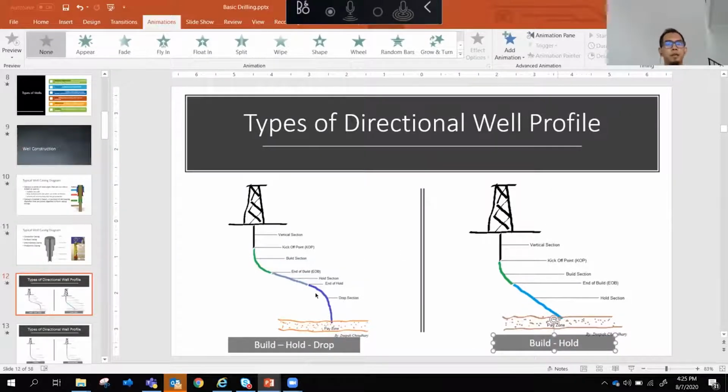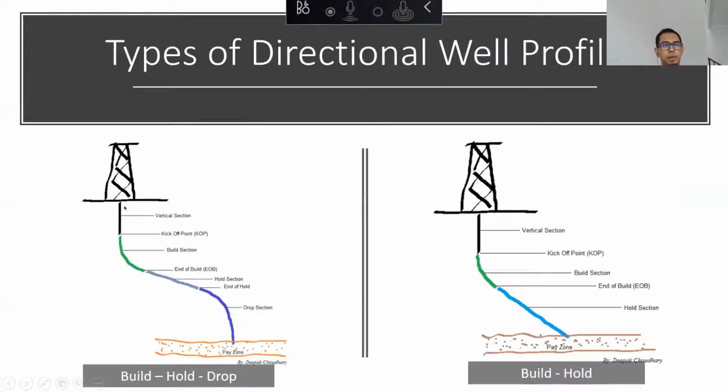Okay, the first schematic is the build, hold, and drop. This is what they call build: the first green section is the build section, where we start to go directional by kicking off from the vertical point, and then we stay in the tangent section, and then start dropping off until we reach the target depth or pay zone that we want.